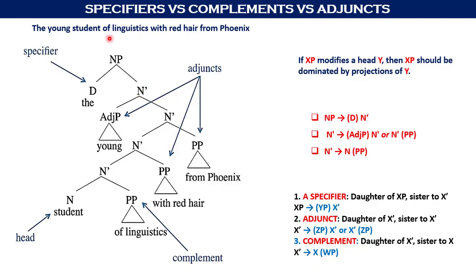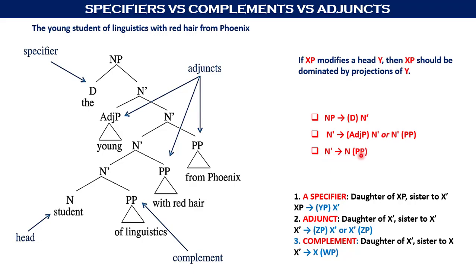Of linguistics is a complement. It is not part of our adjuncts. We will explain why shortly. So of linguistics is a complement. Therefore, what did we say about complements? In our noun phrase, this is our complement rule.